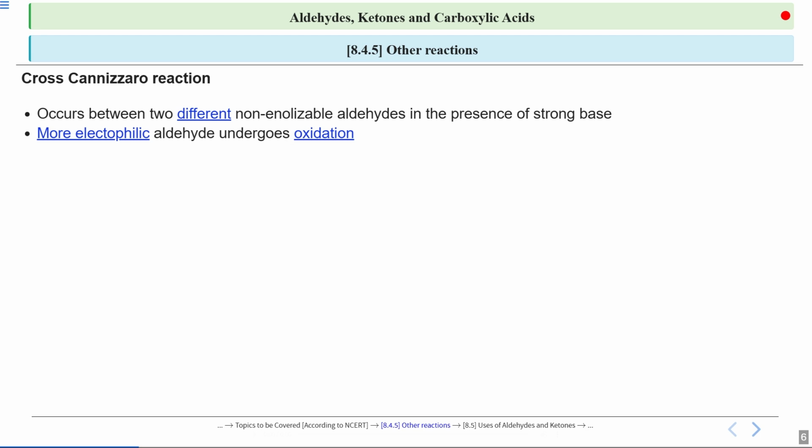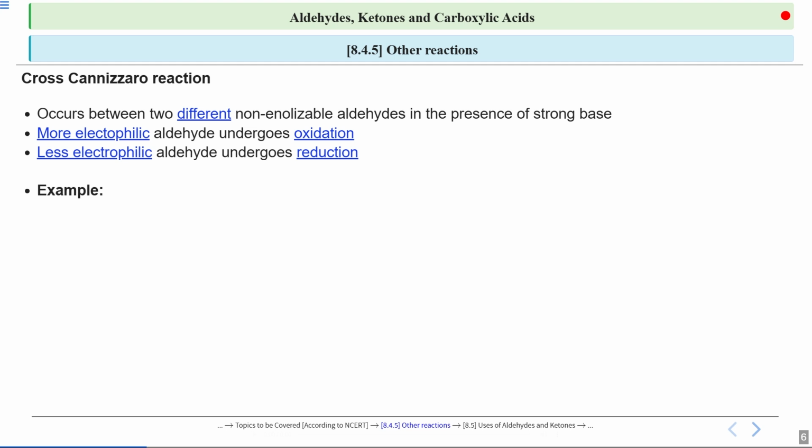Now, more electrophilic means that the aldehyde is more likely to accept electrons, that it is in great need of electrons. And the less electrophilic aldehyde undergoes reduction, which means it gains electrons during the reaction. So the more electrophilic undergoes oxidation and the less electrophilic undergoes reduction.